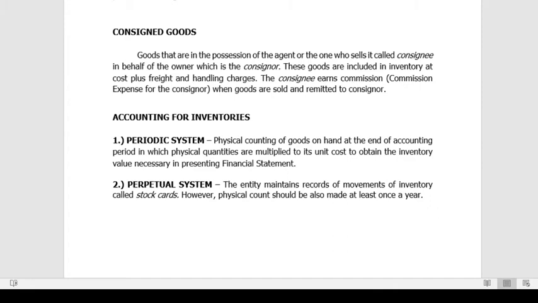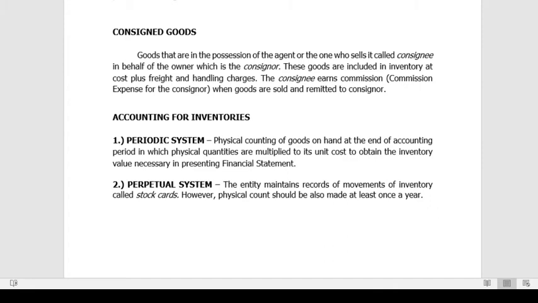Ang basic logic lang ng consignment ay, halimbawa, ikaw ay isang store, meron kang mga items doon na binebenta na hindi mo pinroduce or hindi mo talaga pag-aari. Kumbaga, naki-display lang sa'yo. Yung items na yon, those are goods on consignment. Ibig sabihin, meron ka lang commission on that items. So, yun yung basic logic ng consignment.